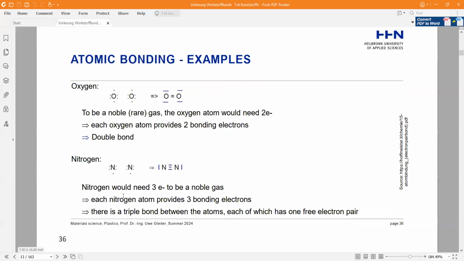The examples of atomic bonds are here. Oxygen: to reach a noble rare gas configuration, the oxygen atom needs 2 electrons. Each oxygen atom provides 2 bonding electrons, and here we have a double bond. In the nitrogen example, we need 3 electrons to get a noble gas configuration. Each nitrogen atom provides 3 bonding electrons, so there is a triple bond between the atoms, each of which has a free electron pair.